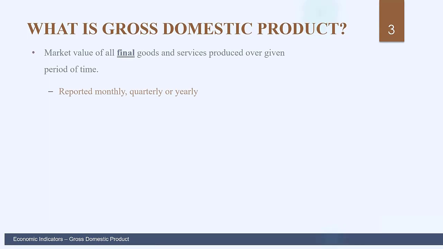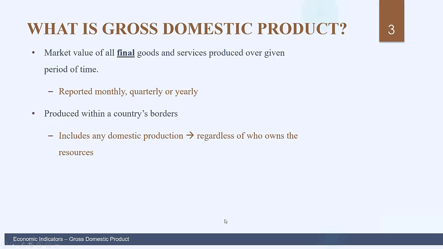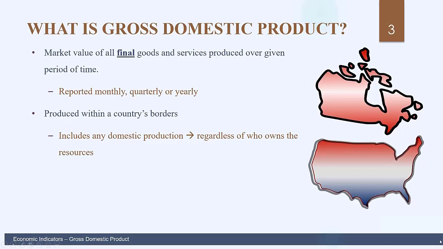So what is gross domestic product? Well, in a nutshell, it's the market value of all final goods and services produced within a country in a particular period of time. This indicator is reported monthly, quarterly, or annually. Now, as the word domestic in the title suggests, it refers to the production that is done within a country's borders. So it includes any domestic production regardless of who owns the resource. So if we're thinking of Canada or the US, we're talking about all of the production that is done within the border, and that's regardless of who owns the resource.